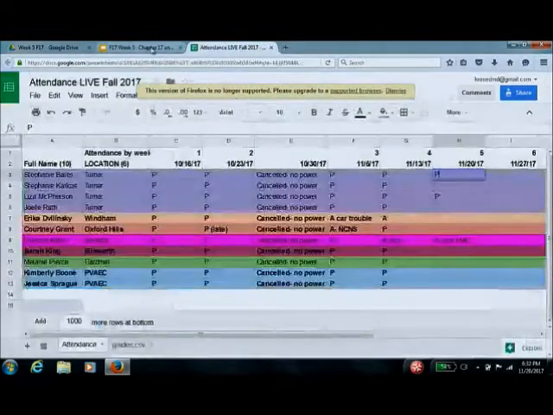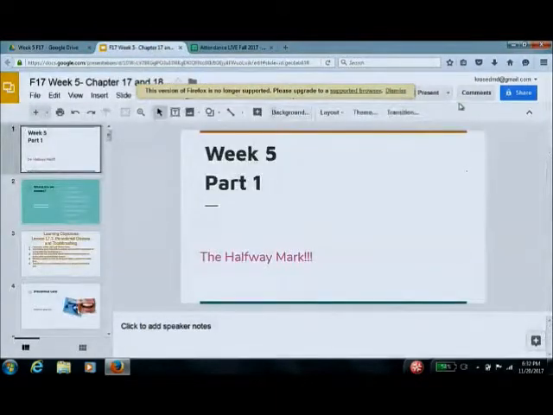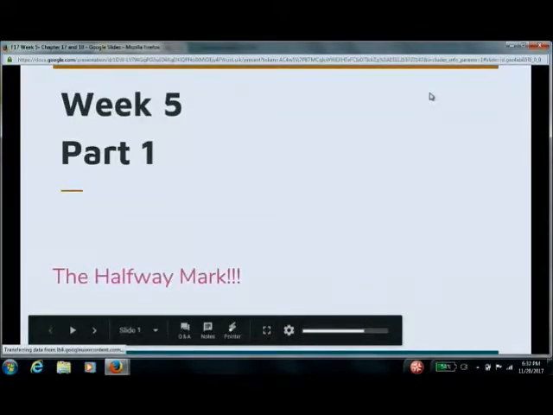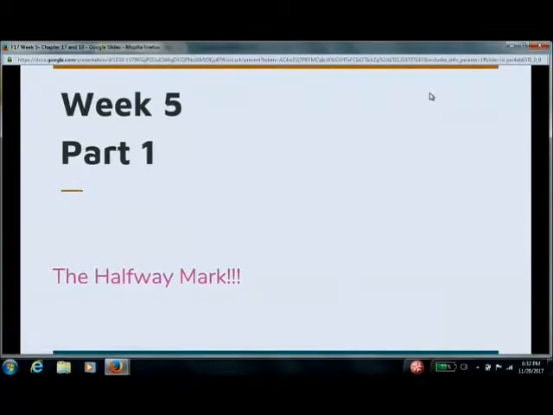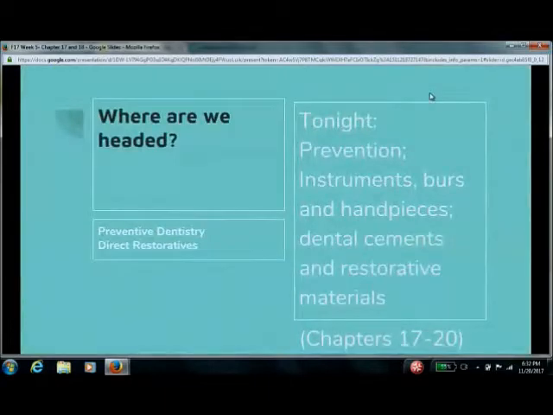Okay, good. All right. So we are now officially in week 5 with these chapters here. So we're at the halfway mark, and we're starting with chapters 17 and 18. And so where are we headed? So tonight we are headed for prevention, instruments, burrs, handpieces, cements, and restorative materials. Nothing big. So there's a lot of material in these chapters.